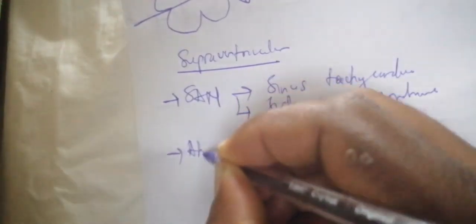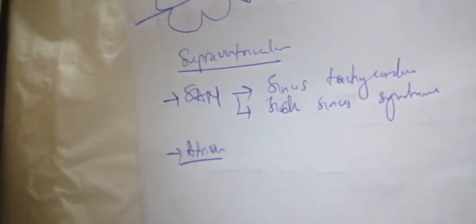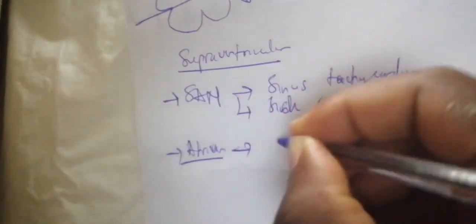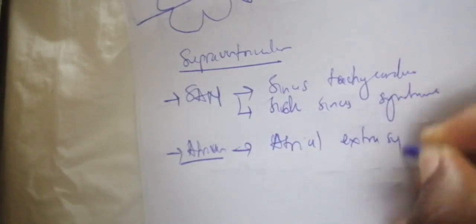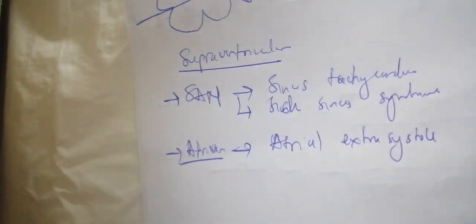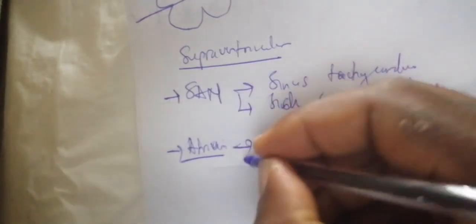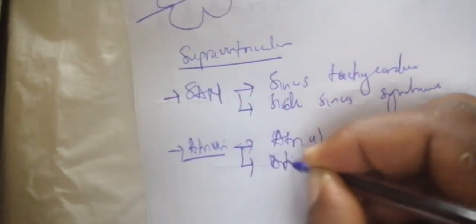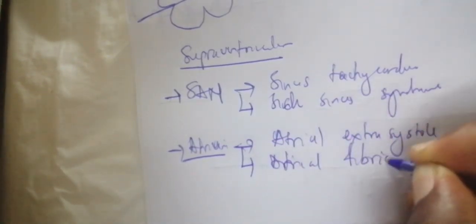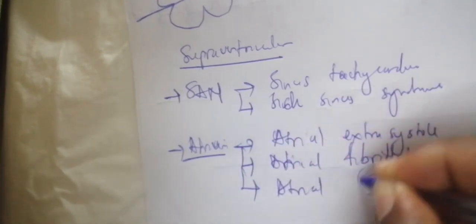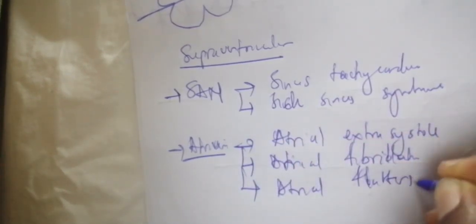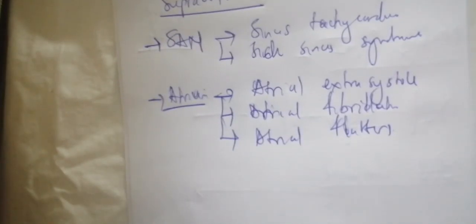For the atrium, we also have supraventricular arrhythmias that are coming from the atrium. In this case, you can have an atrial extrasystole, which is also called a presystole. Is it clear? So the next one on the atrium is atrial fibrillation, which is also going to be a tachyarrhythmia. And the last one is going to be atrial flutter. Those are the different tachyarrhythmias that you have to visualize.